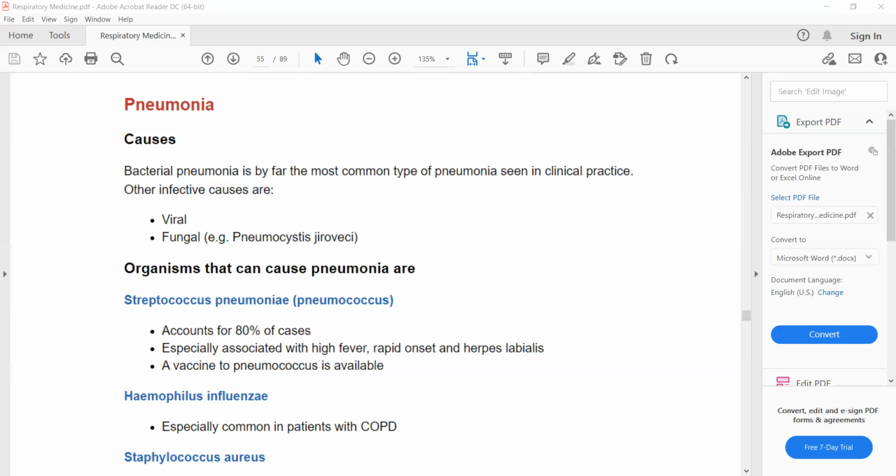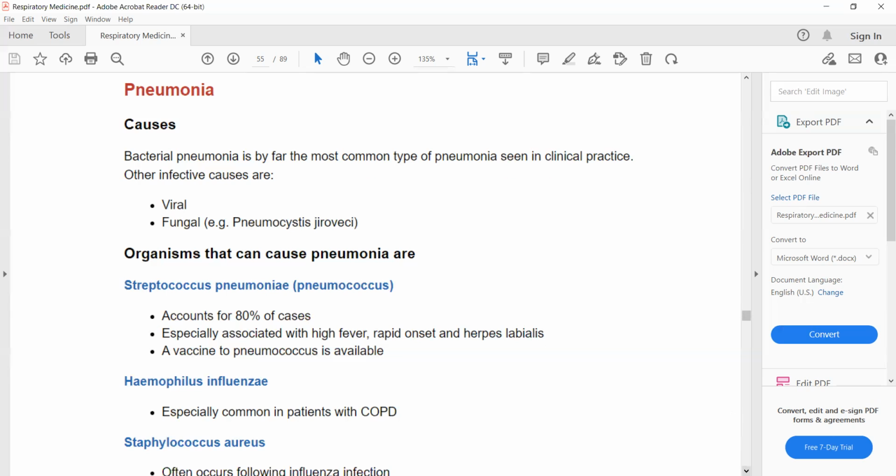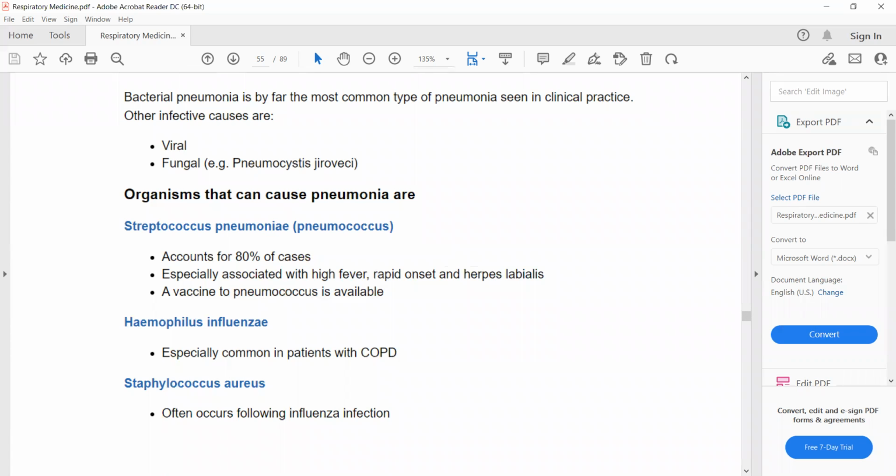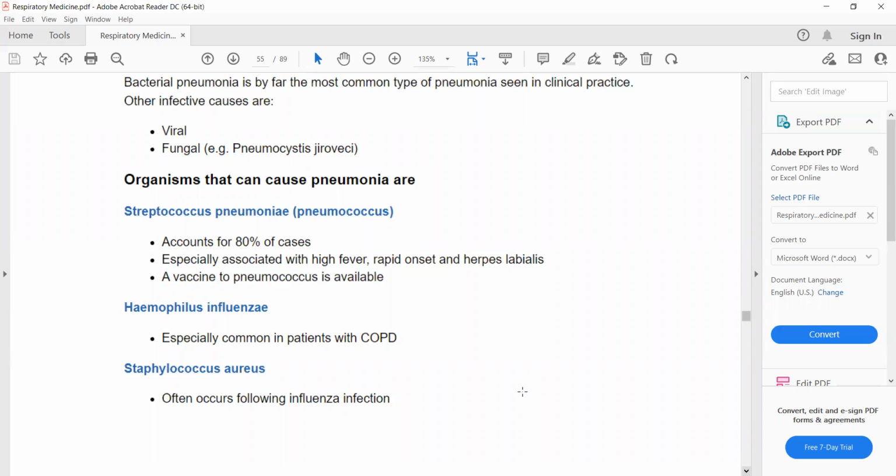and about 80% of the cases of community acquired pneumonia are due to Streptococcus pneumoniae, which is also known as pneumococcus. And we all know that a vaccine to pneumococcus is available. So the most common cause of pneumonia is Streptococcus pneumoniae. And the most common cause of pneumonia in a COPD patient, or acute exacerbation of COPD, is Haemophilus influenzae. And the most common organism that can cause infection in a bronchiectasis patient is also Haemophilus influenzae.